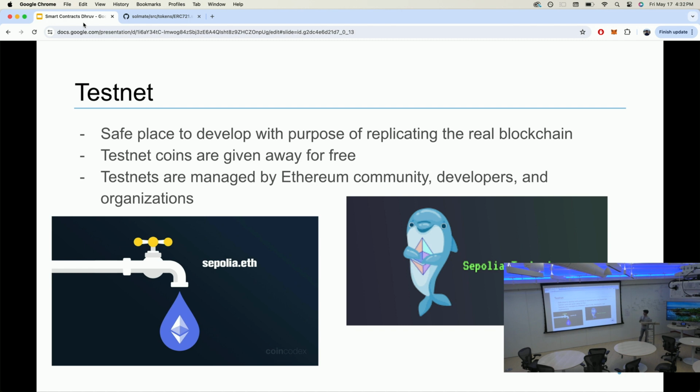And test nets are managed by the Ethereum community, developers, and other organizations in the space. Because if you think about it, why would I be incentivized to run this and maintain this? You're not making any money off of it. There's no real money involved. But if you have a company in the space or you're working in the space, then you greatly benefit by more people using Ethereum and more applications being built on Ethereum, right? So if these companies maintain test nets, more people are going to be able to develop better applications and smart contracts, and that incentivizes more users to use their products.